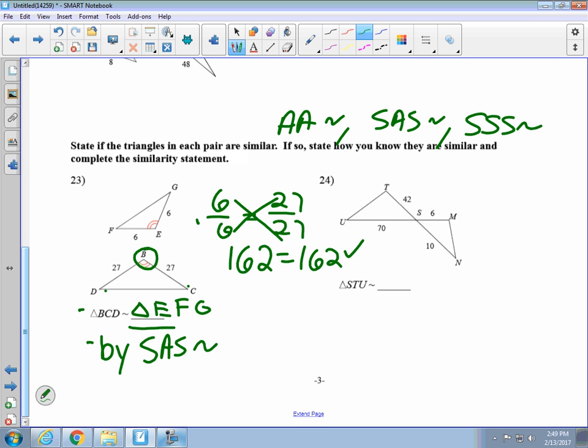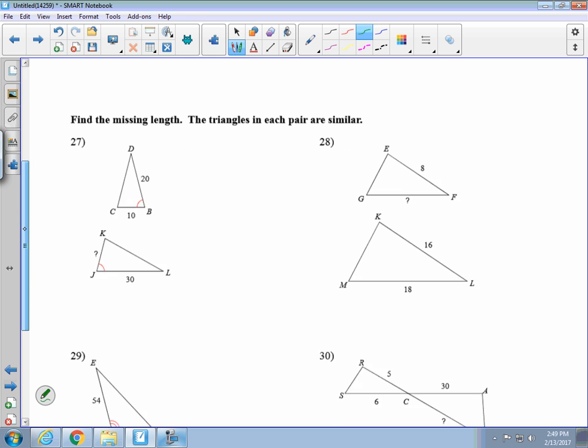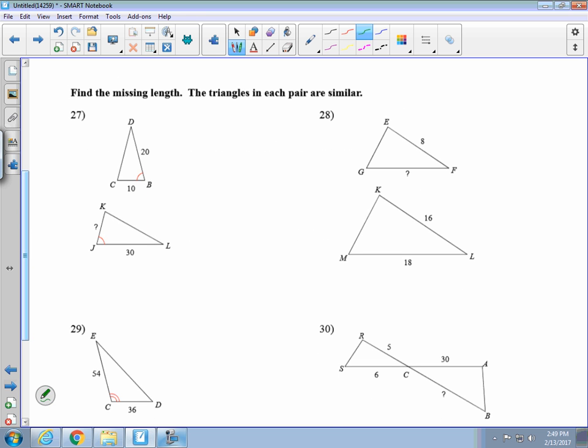One thing you want to look for is like on number 24, you have vertical angles there. And very well maybe side-angle-side again. Sides must be proportional. Okay, moving on. You're going to be doing that some more on this page. Number 27, finding the missing lengths in the triangle.